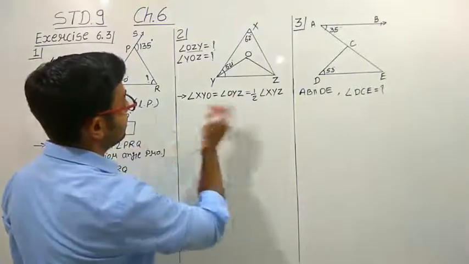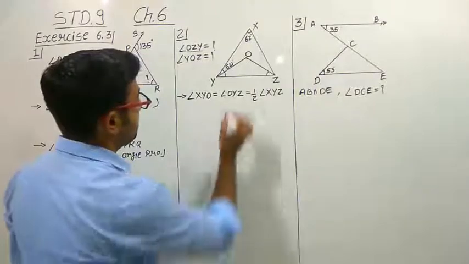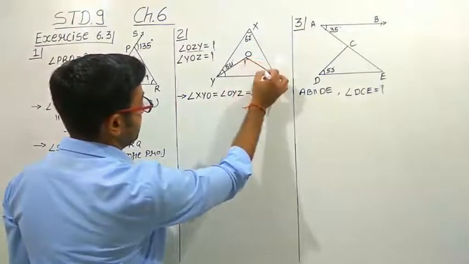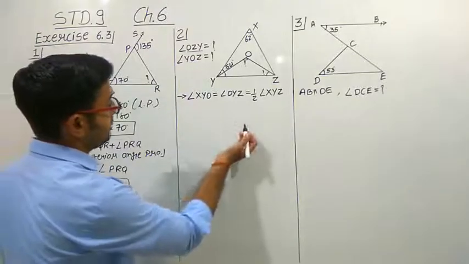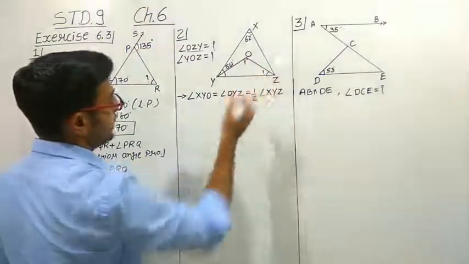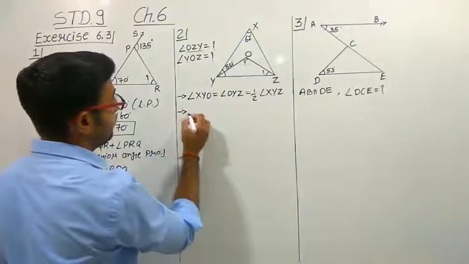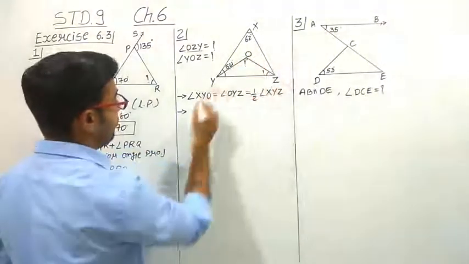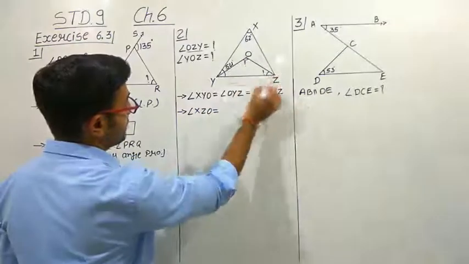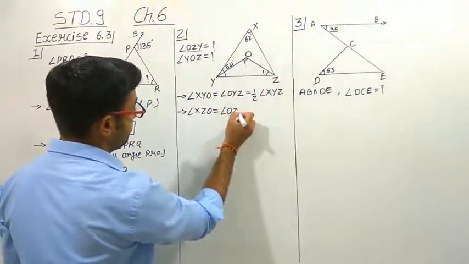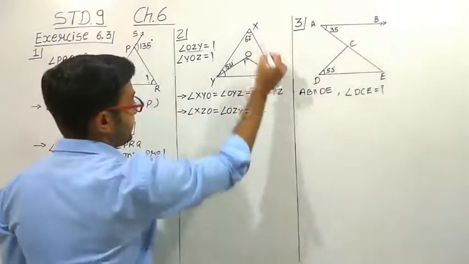But before that, if we want to find this angle, we need these two angles, first this and second this. One more thing we are given is that OZ is also the angle bisector of angle XZY. So here also we can write that angle XZO is equal to angle OZY, and that equals 1/2 of angle XZY.